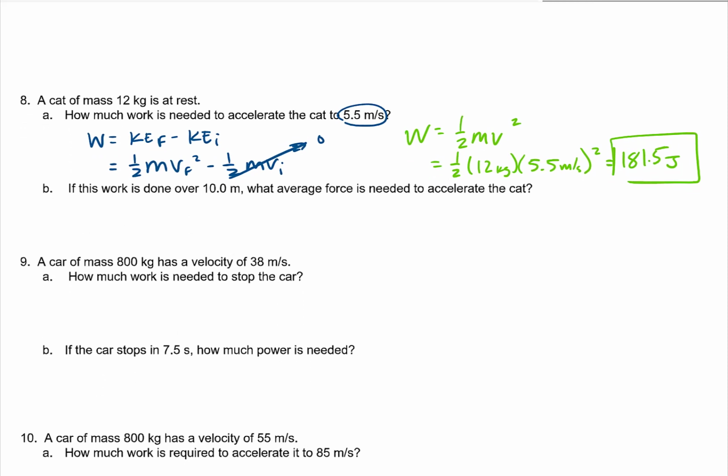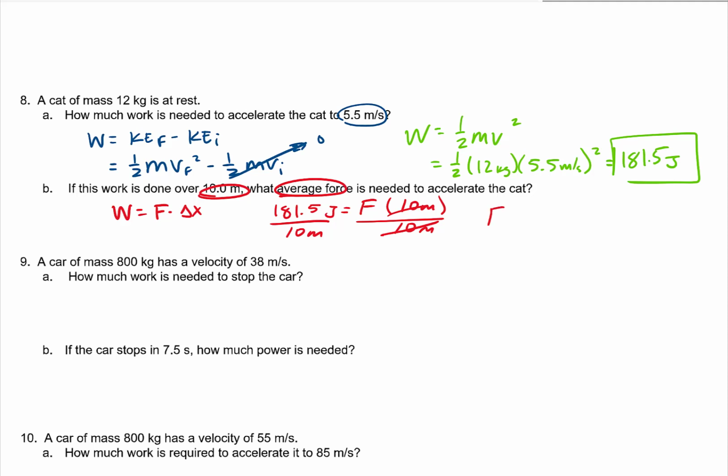If the work is done over 10 meters, what's the force needed? So we have a distance and a force. Well, I know that work is equal to force times distance. So my work, 181.5 joules, is equal to the force, which we don't know, times the distance of 10 meters. So we'll divide each side by 10 meters. So that force is 181.5 joules divided by 10 meters, or 18.15 newtons. That's the force required.